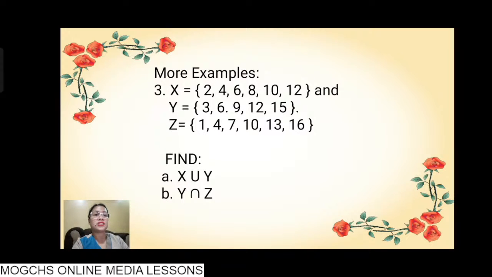The elements for X are 2, 4, 6, 8, 10, and 12. And for Y, the elements are 3, 6, 9, 12, and 15. For Z, we have 1, 4, 7, 10, 13, and 16. We will find the union for X and Y. And for letter B, we will find the intersection for sets Y and Z.